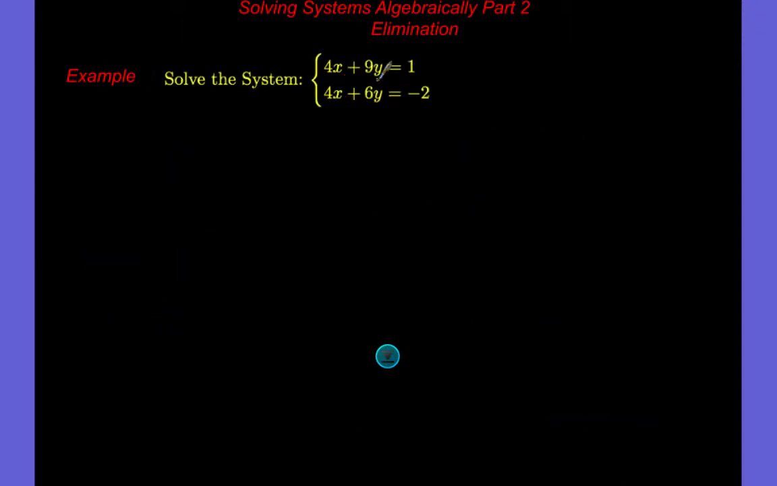So in these first two examples, I've just been able to add these two equations and something subtracts. Okay, now let's look at this system. We have 4x plus 9y equals 1 and 4x plus 6y equals negative 2.